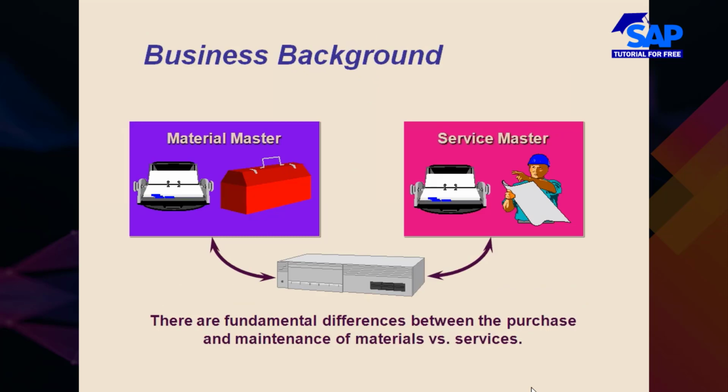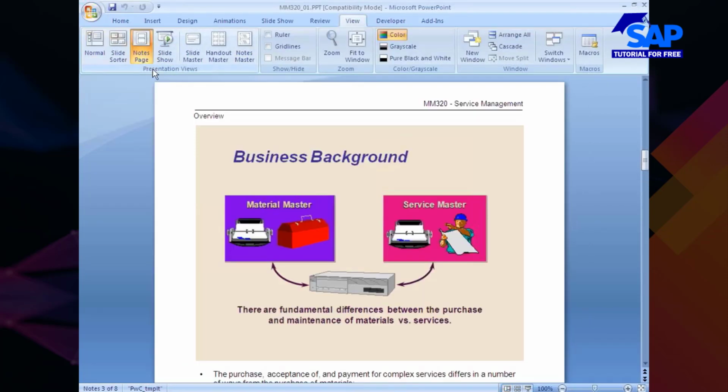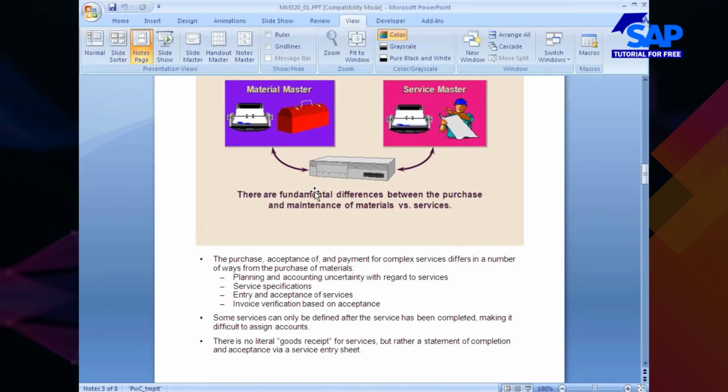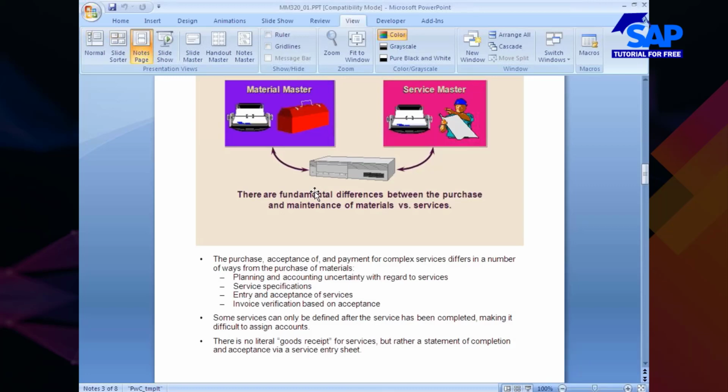Then you need to understand the fundamental difference between service master and material master. Okay, there are certain differences. The purchase, acceptance and the payment of complex services differ in a number of ways. For the purchase of materials, we have already discussed it. Planning and accounting uncertainty with regards to the services. We have discussed unplanned services. Sir, my machine is broken down, you cannot plan. You cannot do it, right?